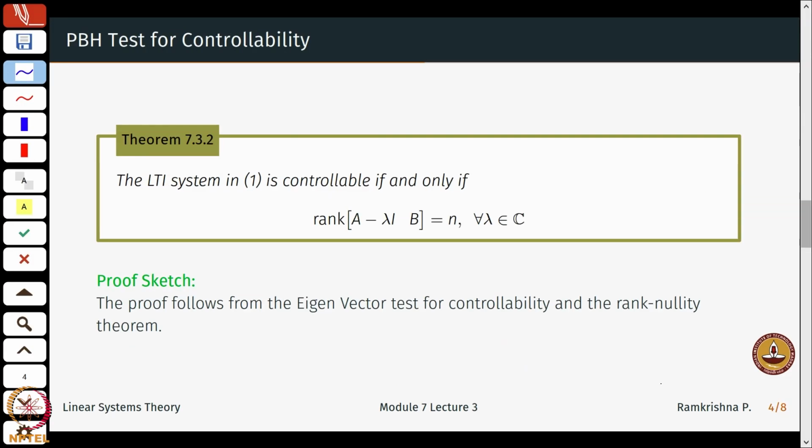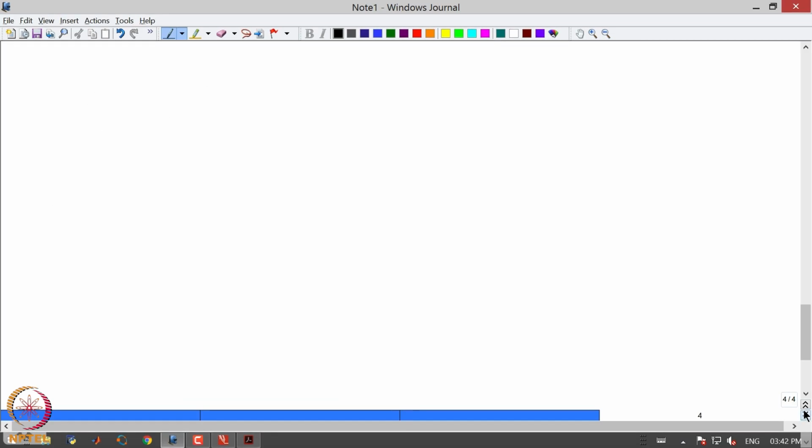Another interesting test. This same system is controllable if and only if this condition holds: the rank of A minus lambda I with B is equal to n for all lambda belonging to the set of complex numbers. It turns out to be a pretty simple proof. What do we have to show? The condition we want to verify is that the rank of A minus lambda I with B is equal to n.